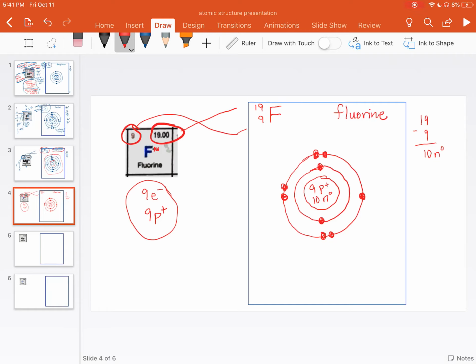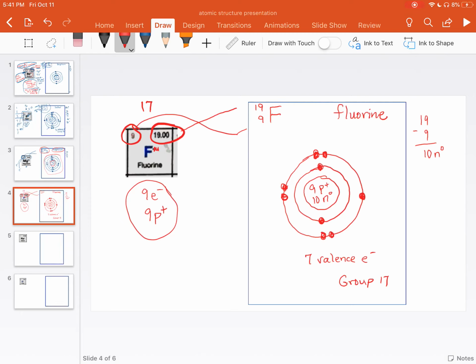So in this diagram, you will see that I have 7 valence electrons. Those are the outer shell electrons. And we can conclude without looking at a periodic table that this would be in group 17. So fluorine would be part of group 17.